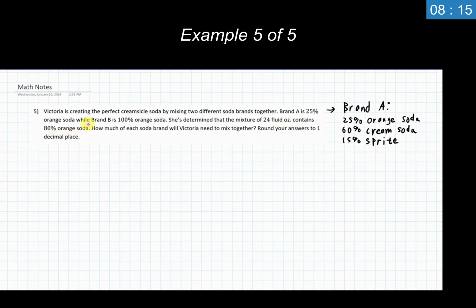Awesome. Now in the initial problem, we were told brand A is 25% orange soda. Do we know what the other 75% of that brand A stuff is? No, we have no idea. Maybe we're told brand A is 25% orange soda, 60% cream soda, and 15% Sprite. So it's got a bunch of stuff that's mixed in here. Maybe there are more percentages of things, maybe there's less, but it could have some extra, and it does have extra stuff written in there.